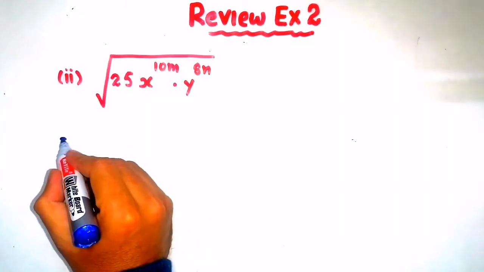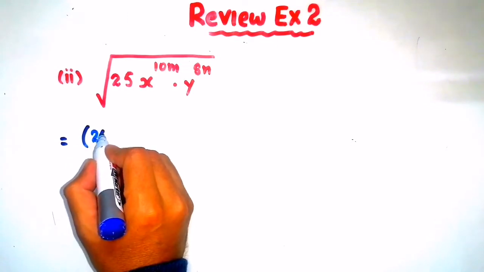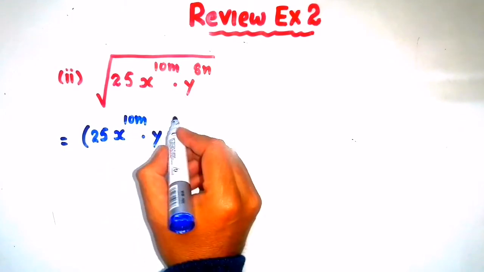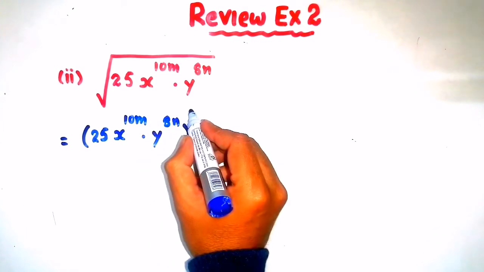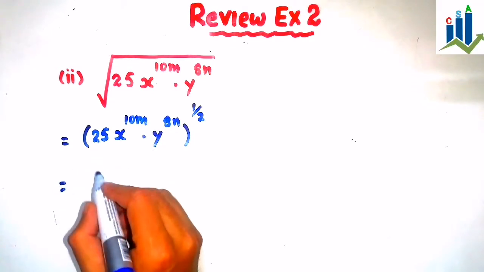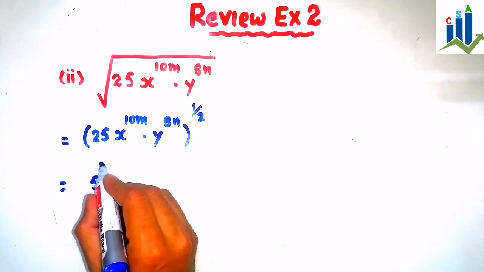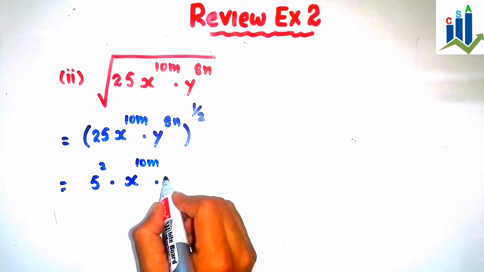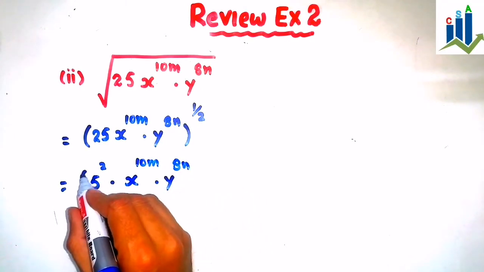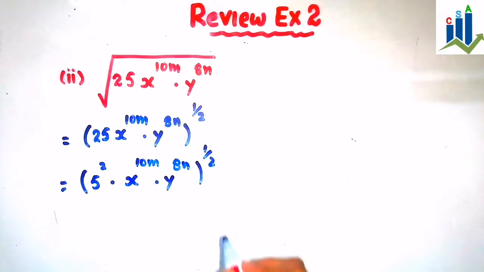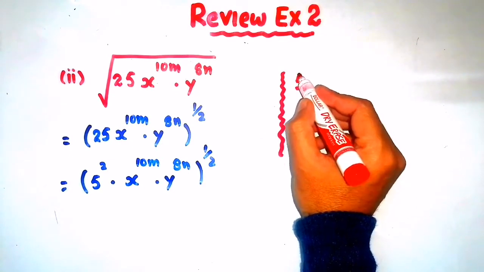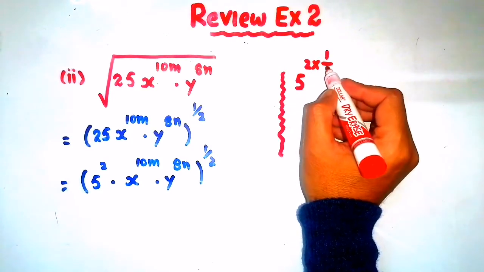Part number 2, it can be written as 25 x raised to power 10m, y raised to power 8n, and the power will become 1 by 2. 25 can be written as 5 square, x raised to power 10m, y raised to power 8n, and whole power is 1 by 2. Further we can simplify it. It will become 5 raised to power 2 multiplied by 1 by 2.